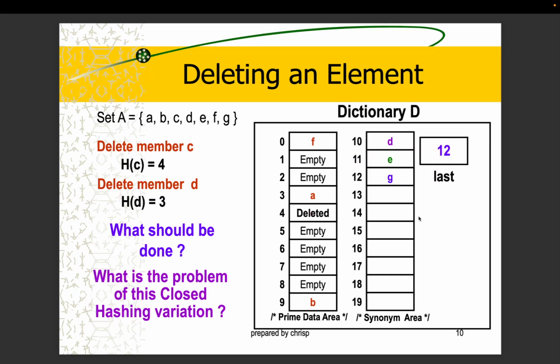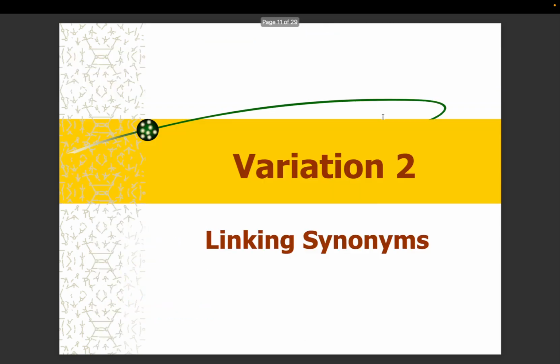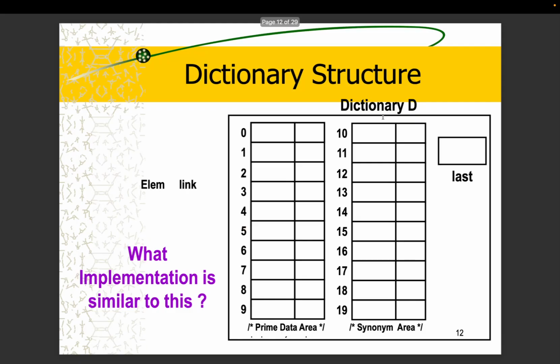So what is the problem? The main problem here was every time we search, it takes a long time. So that brings us to variation 2. In variation 2, we introduced the concept of link. And what is this starting to look like? It's kind of looking like cursor-based.